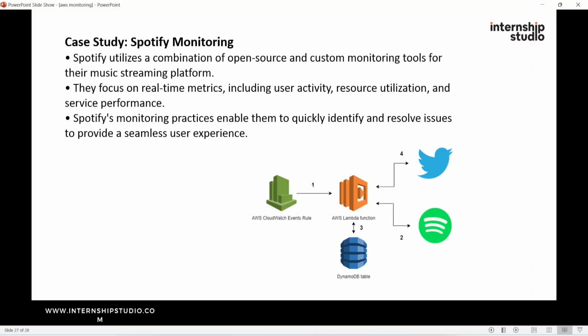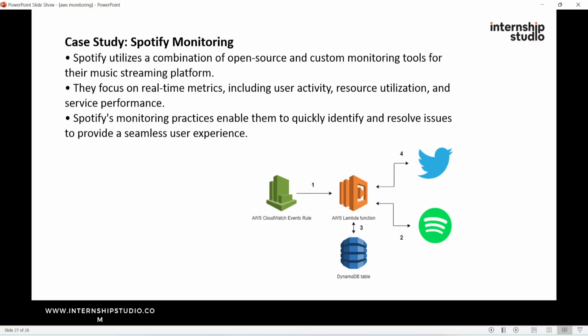The next important one we have is Spotify. Spotify is a popular music streaming service, as you may all know. If you use Android or iPhone, you can just type Spotify. It's a music streaming service. They also host their environment on AWS. They utilize a combination of open source and custom monitoring tools for their music streaming platform. They focus on real-time metrics including user activity, resource utilization, and service performance.